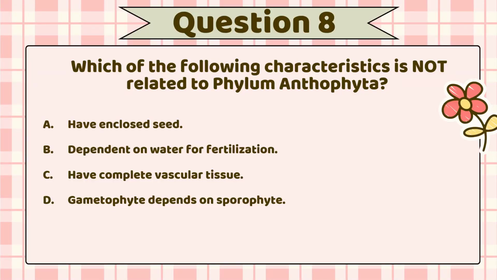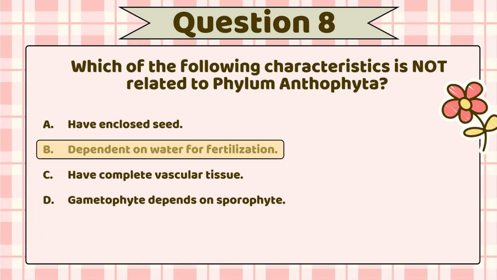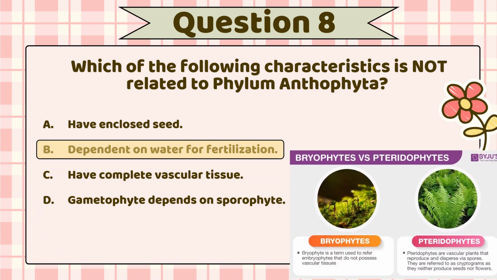Question 8. Which of the following characteristics is not related to phylum Anthophyta? Phylum Anthophyta does not depend on water for fertilization. Only bryophytes and pteridophytes depend on water for fertilization because their sperms are flagellated.